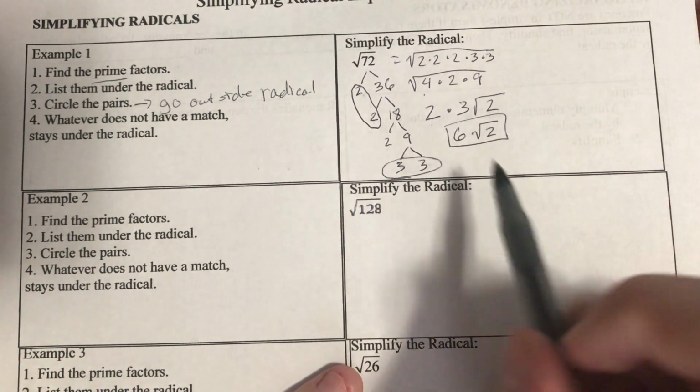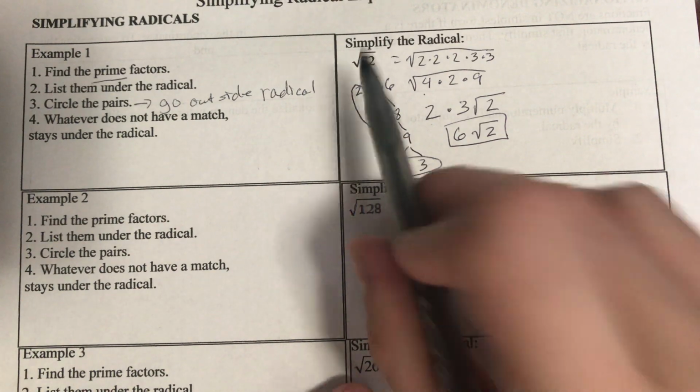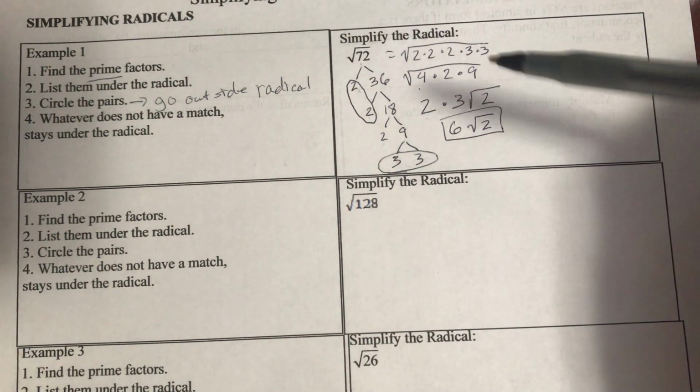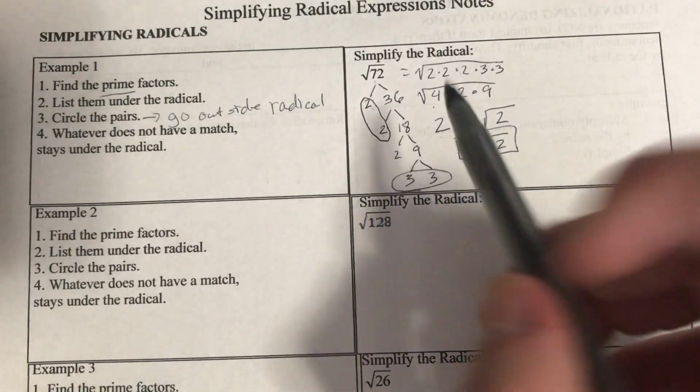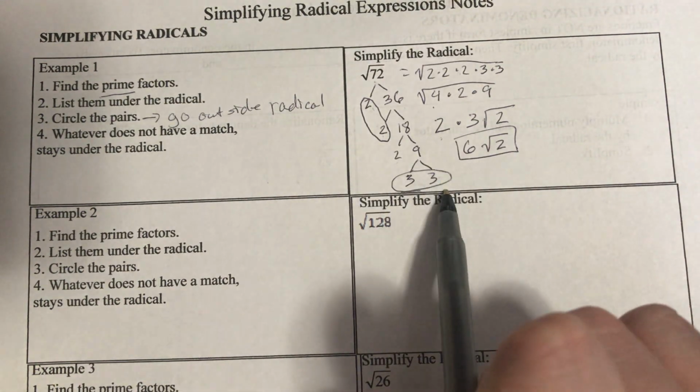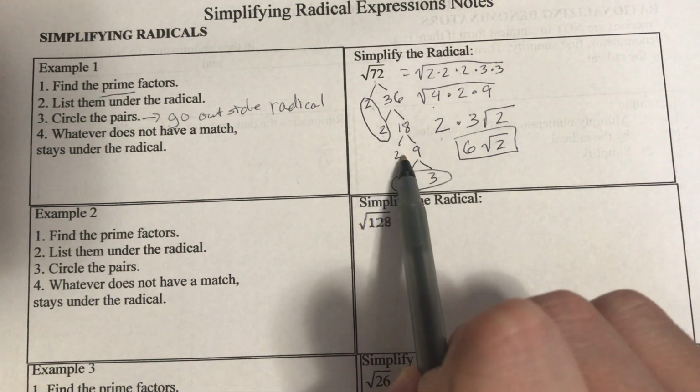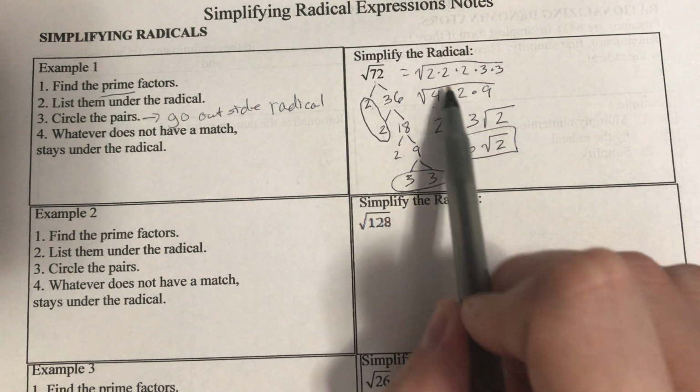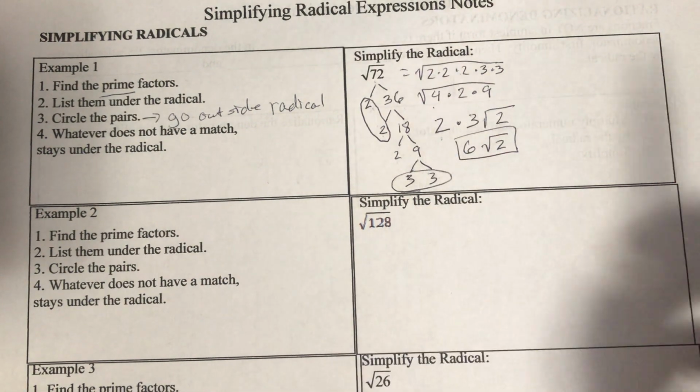6 square root of 2 is the same thing as the square root of 72. So I simplified that radical. All of this is not necessary. I'm going to take one of the pairs, put it on the outside, take one of the pairs, put it on the outside. Whatever's left over, I'm leaving inside. But I just want to show you how this worked and why we're able to do that.